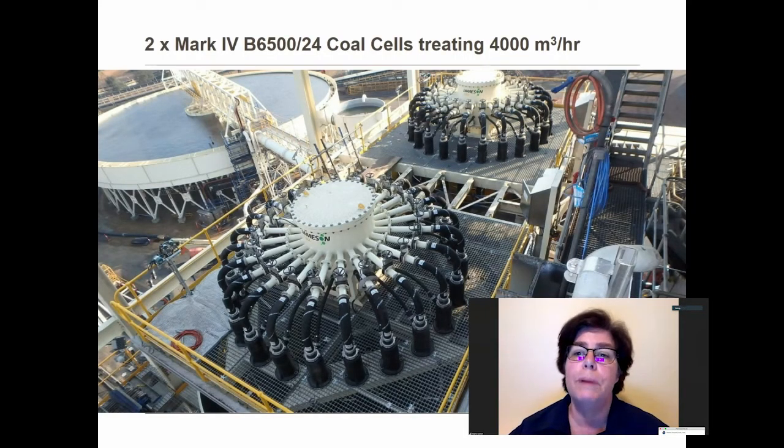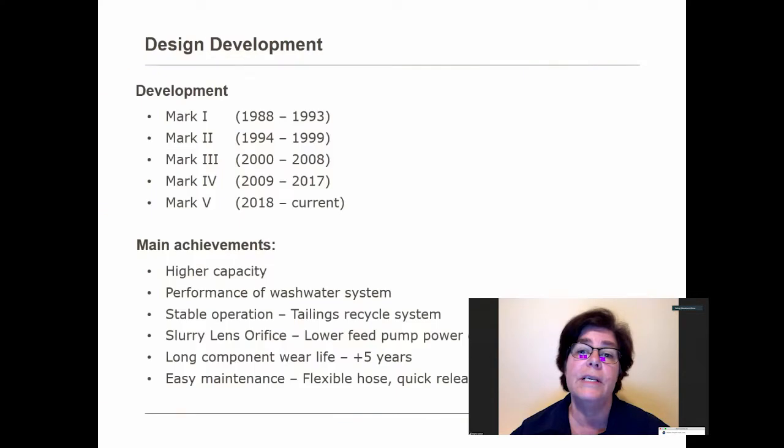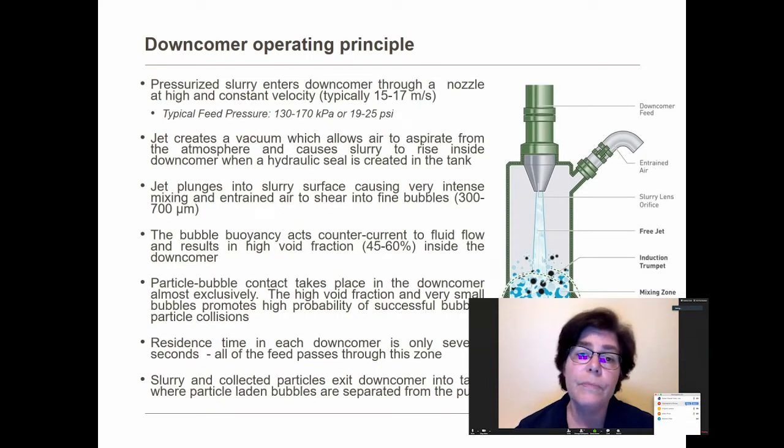Its first commercial installation is the one pictured. The downcomer cell is where the bubbles and particles collide, and this makes the process very fast and efficient, as it's contact-based, not time-based. Since first inception, Glencore has continued to develop the cell for over 20 years, and now we're on our Mark V design, with over 350 cells installed worldwide across many applications and many different minerals.